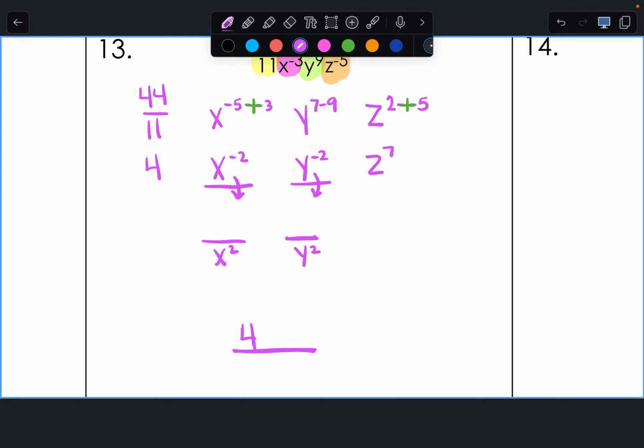X squared at the bottom. Y squared at the bottom. Z to the 7th on the top. It helps to subtract first. Easy.